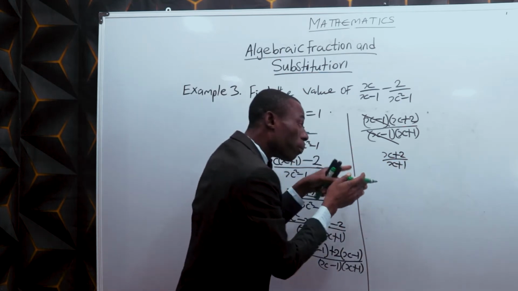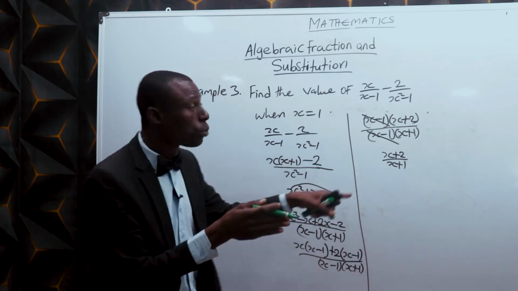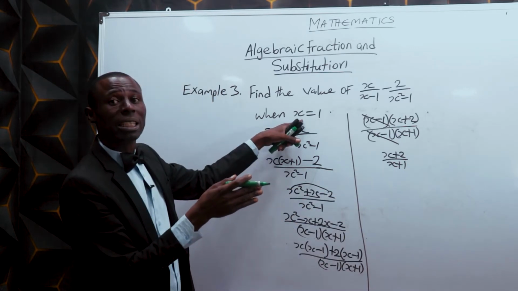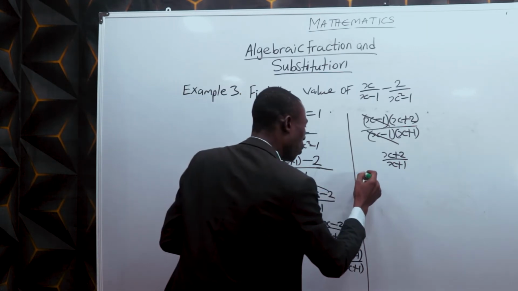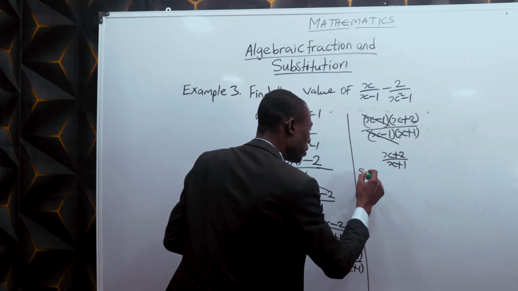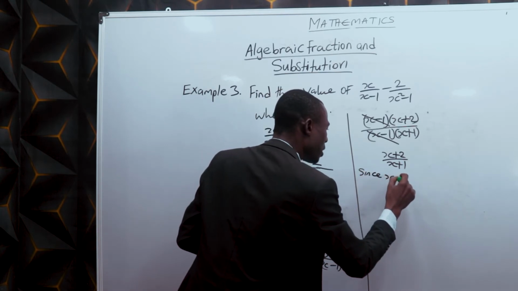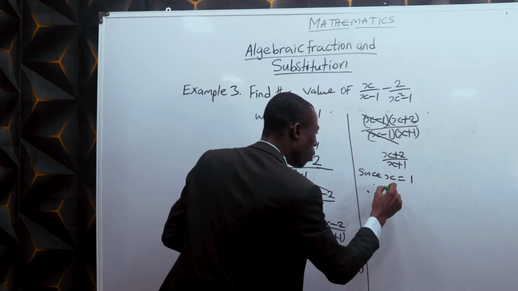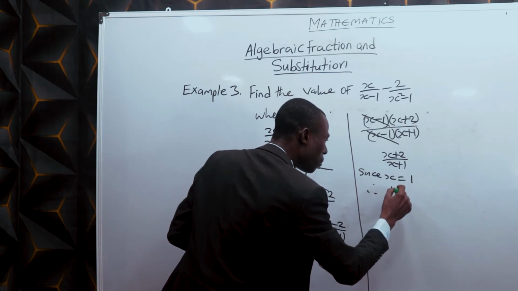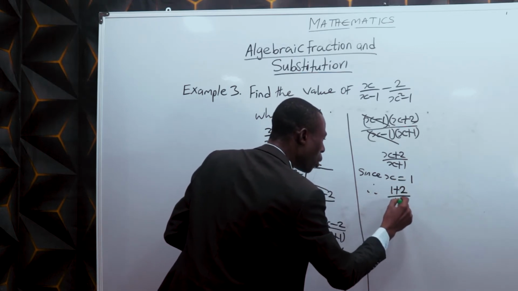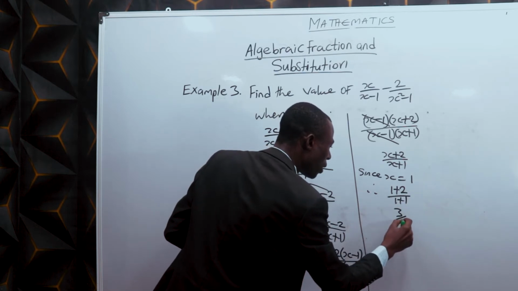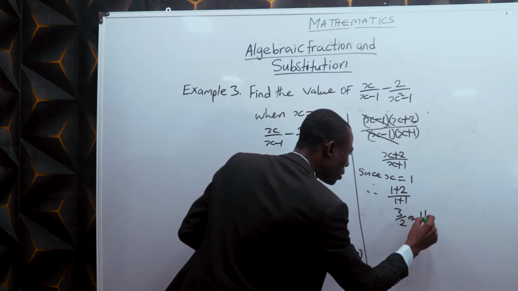This is the appropriate place where you can now substitute the value of x given to you at the beginning. So you can now say, since x is equal to 1, therefore this is 1 plus 2 over 1 plus 1. The answer is 3 over 2, or 1.5.